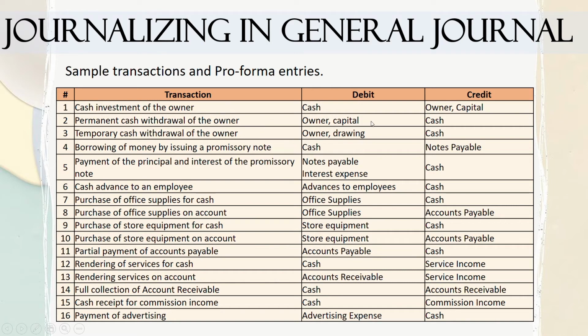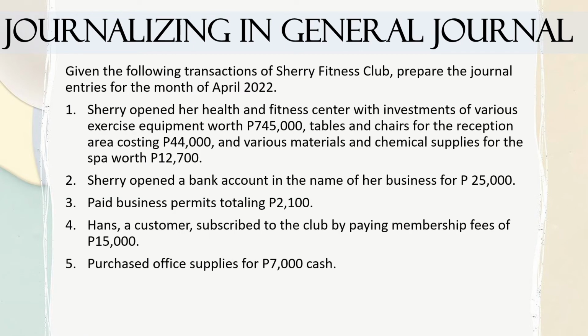So for the rest of the examples, you can just pause this video or take a screenshot so that you will know the pro forma entries and the accounts to be debited and credited. So here is another example of journalizing business transactions. Given the following transactions of Sherry Fitness Club, prepare the journal entries for the month of April 2022.